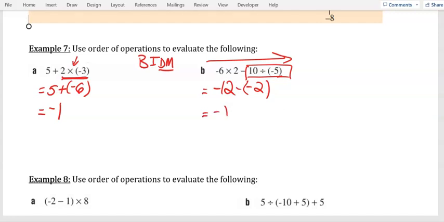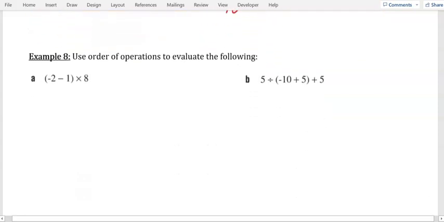So -12 minus -2 is actually -12 plus 2. And if you were on a number line, -12 would be far to the left of 0. So we're going to add 2 positives to that, and our answer is going to be -10, because we've added 2 to a largely negative number.